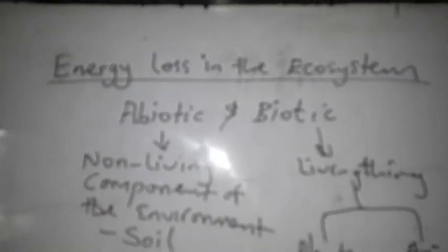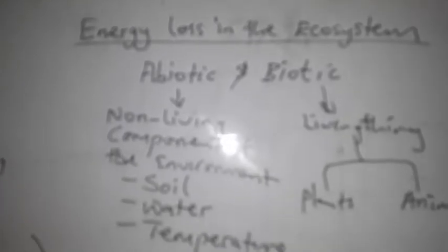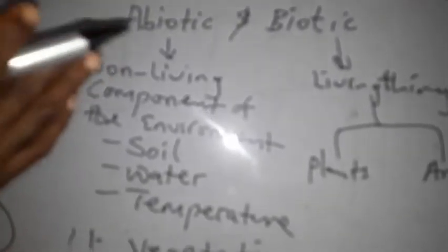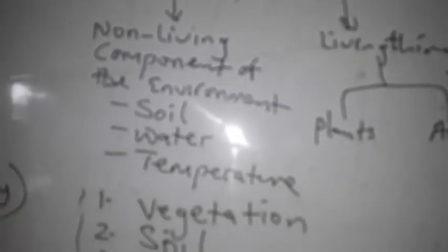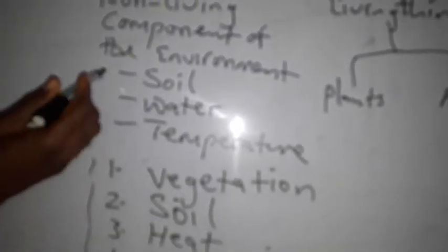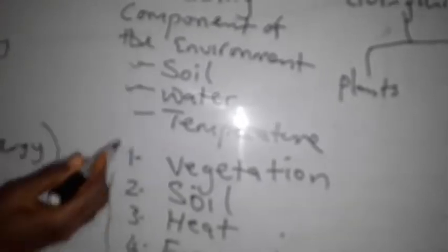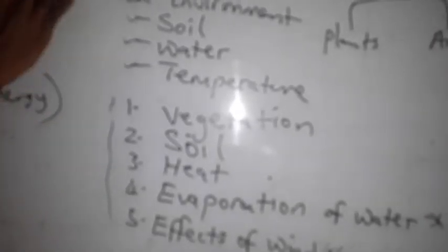We went further to look at the energy lost in an ecosystem. I told you that an ecosystem is a system that comprises the abiotic and the biotic components. Abiotic here means non-living component, while biotic means the living component. Examples of abiotic are the soil, the water, the temperature, even non-living things like stones, rock, and the rest of it. While we have the living components, the plants and animals.